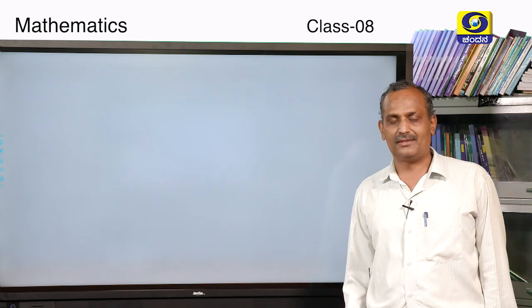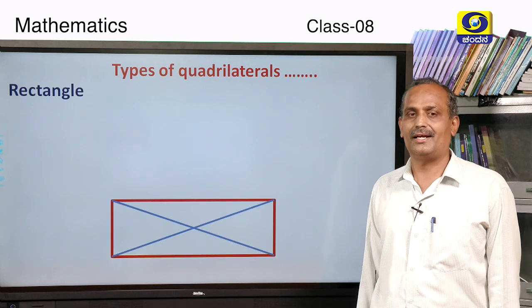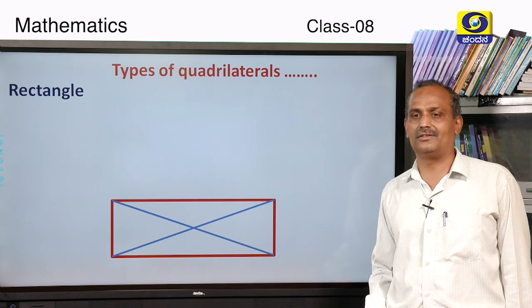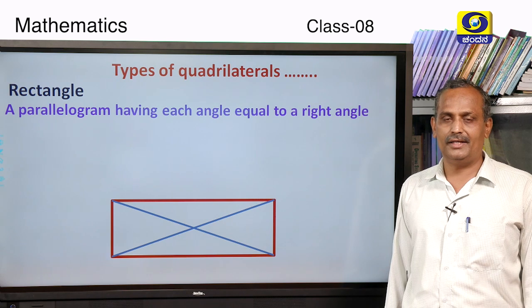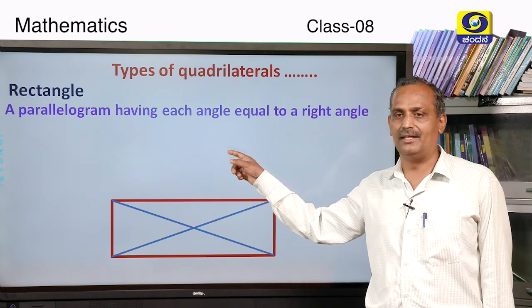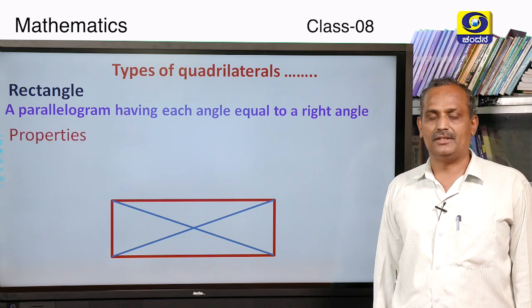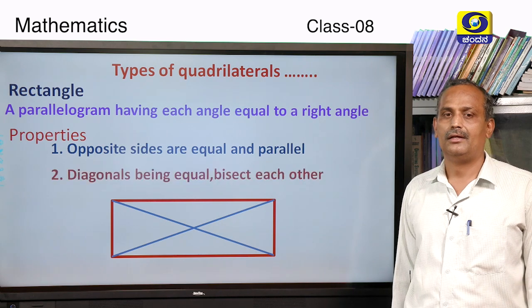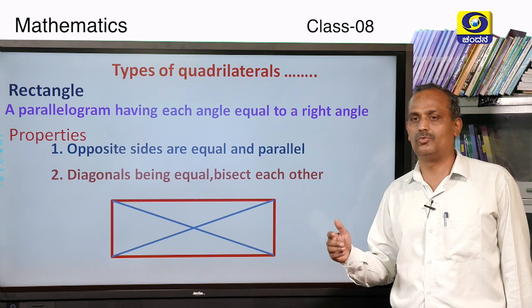Now, let us move further with the types of quadrilaterals. Rectangle. So, I have drawn a rectangle. You have seen many such diagrams of rectangles. A rectangle is a parallelogram having each angle equal to a right angle. So, what are the properties? Opposite sides are equal and parallel. Diagonals being equal bisect each other. You have understood what is bisection.